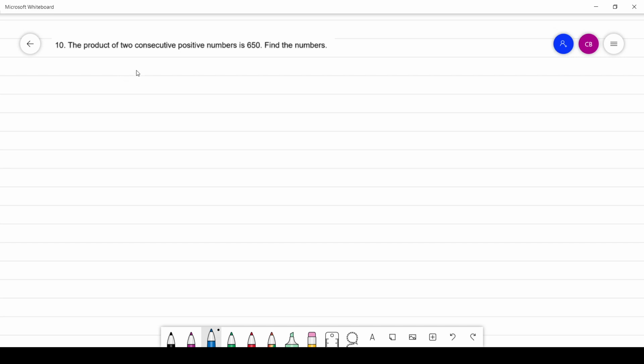We got another question. The product of two consecutive, that's an interesting word, positive numbers is 650. Find the numbers. So what does consecutive mean?